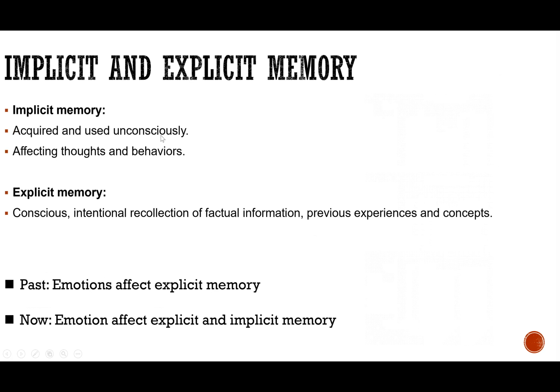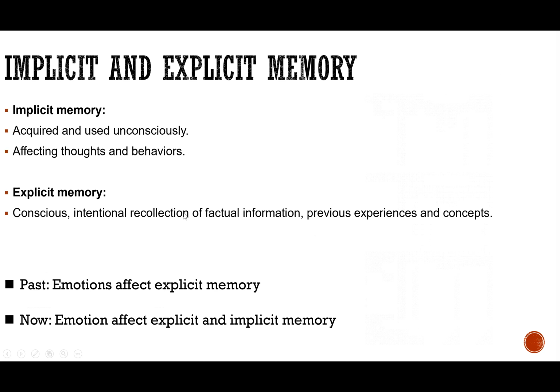Emotion also affects our explicit and implicit memory. Implicit memory is acquired and used unconsciously, and it can affect our thoughts and behaviors. Explicit memory is the conscious, intentional recollection of information, previous experiences, and concepts.